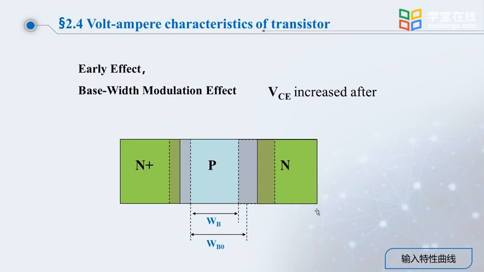So let's do a quick explanation of what the Early effect is. The Early effect is when the transistor is in the amplification region and VCE increases, the reverse bias voltage of the collector junction increases gradually. The width of the collector junction increases, and the width of the base region decreases, for example from WB0 to WB. The opportunity for the holes in the base region to recombine with free electrons is slightly reduced, resulting in a slightly reduced base current IB. This is known as the Early effect or base width modulation effect.